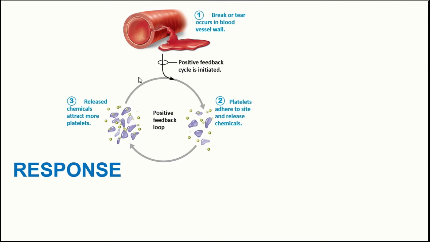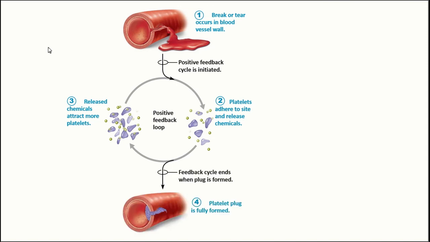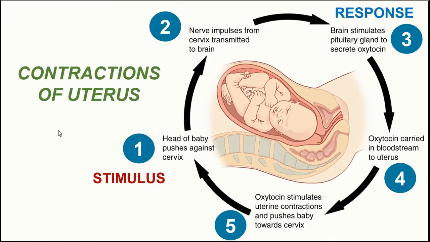And so what happens here is that we have platelets passing by this site. As they pass by, they will adhere to the break in the wall of the blood vessel. Essentially this positive feedback loop will continue on and on until there are enough platelets gathered at the break or the tear in the blood vessel wall to seal it. The loop is then broken when enough platelets have gathered at the site to plug it. The thing that keeps attracting platelets is the chemicals that the platelets release as they gather at the site of the break or tear and adhere to it. So that's one example of a positive feedback cycle.